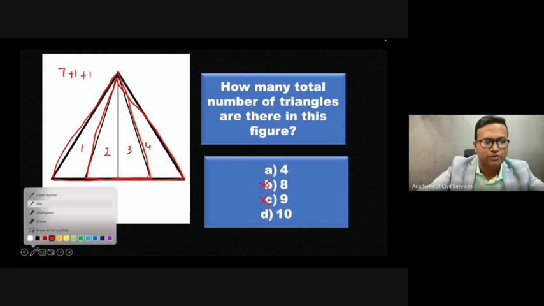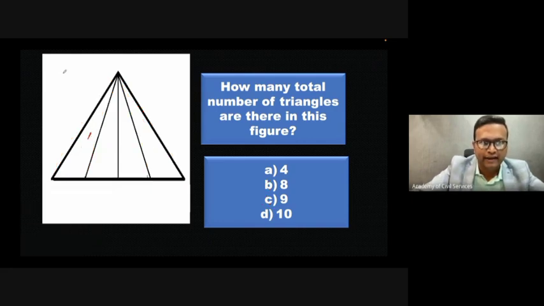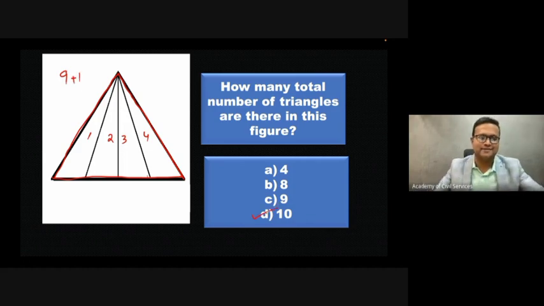But still 9 is not the correct answer. Why is 9 also not the correct answer? Because you have seen 9 already with 1, 2, 3, 4. The last triangle is merging together all these 4 triangles. The largest triangle you have, 9 plus 1, 10 is the correct answer.